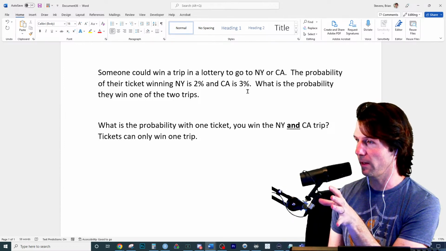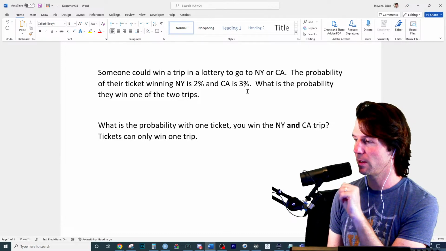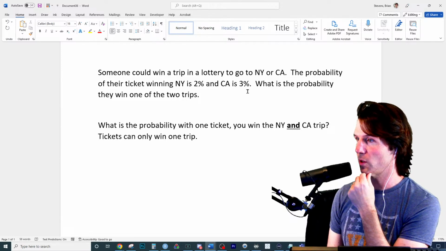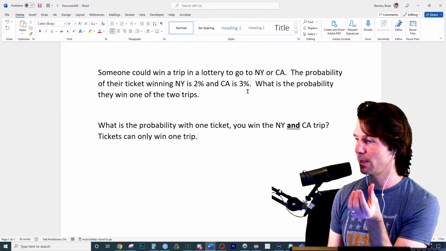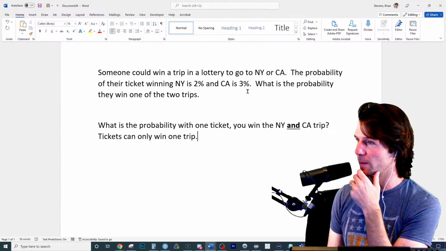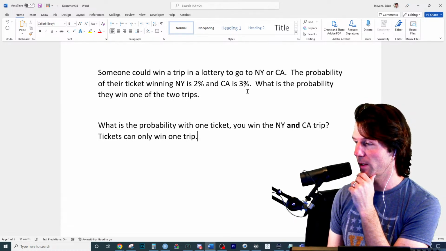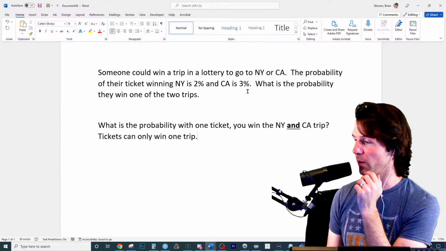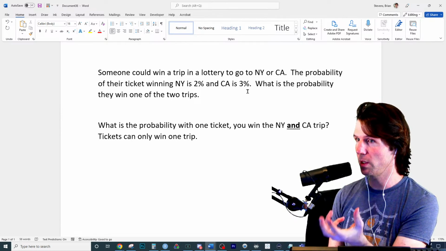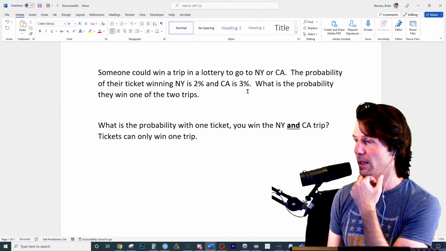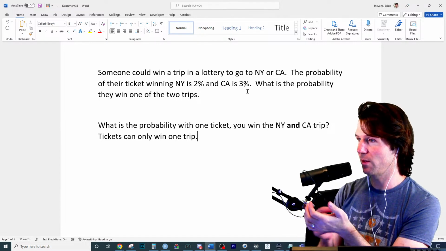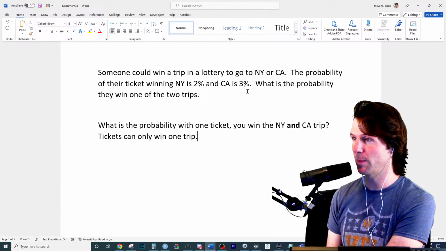This is a trick question right here, a tougher one. So if someone just won the New York trip, what would that mean about them winning the California trip? They're not going to win the California trip, because tickets can only win one trip. The scratch off ticket or whatever it is can only win one trip.